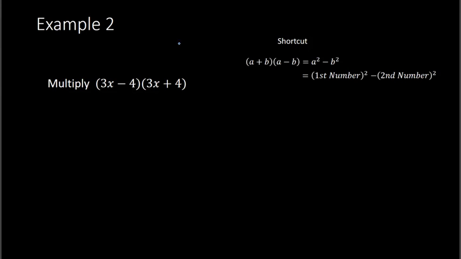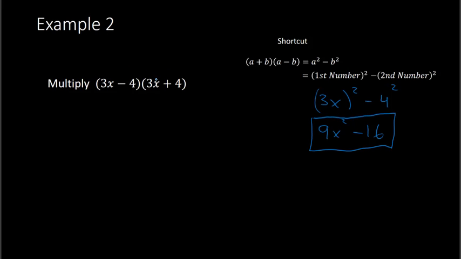So we see that it's different only by a plus and a minus sign. So using the shortcut, I can take the first number squared, so 3x, that whole thing, squared, minus that second number, the 4, squared. So just be careful with this first term that you are squaring the 3 as well as the x. So 3 squared is 9, then x squared is x squared. And then minus 4 squared would be 16. So my answer, using the shortcut, is 9x squared minus 16.